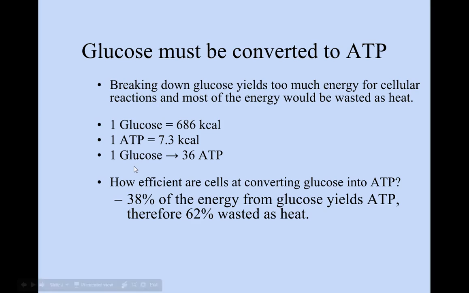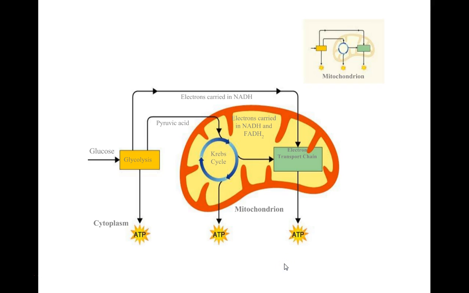So in reality, our cells really aren't the most efficient at converting glucose into ATP. 38% of the energy from a glucose molecule is utilized in the form of ATP. That means 62% is a byproduct or waste product in the form of heat.